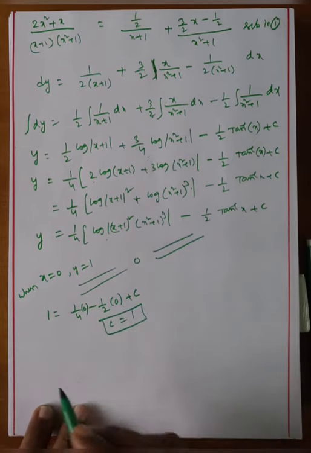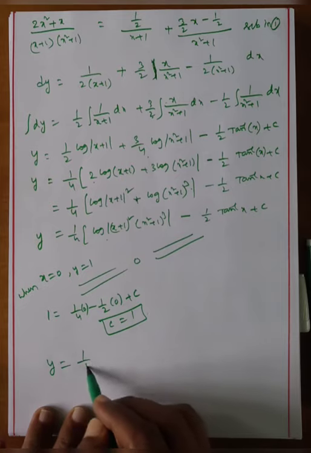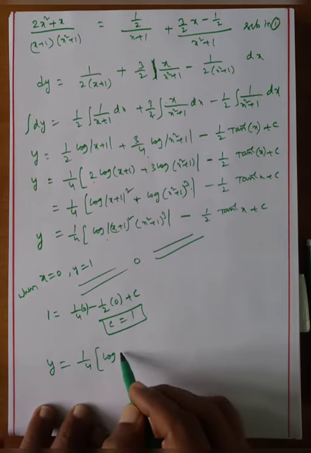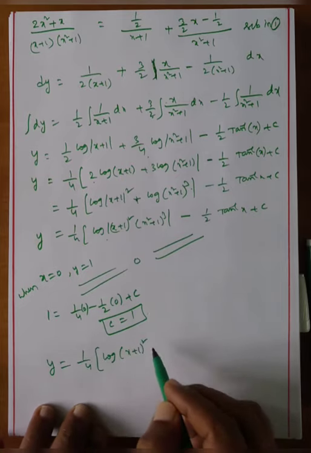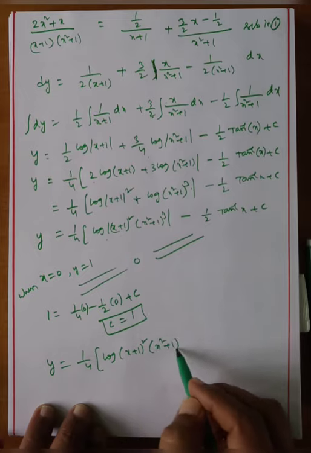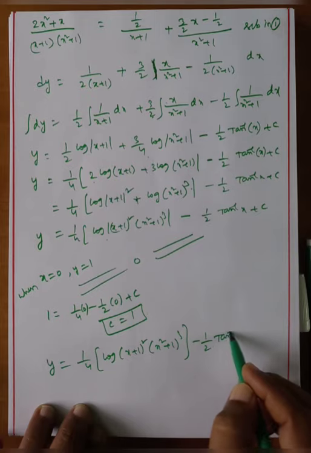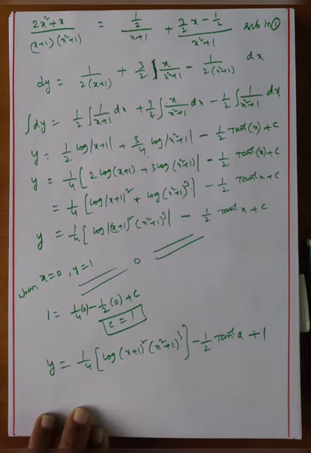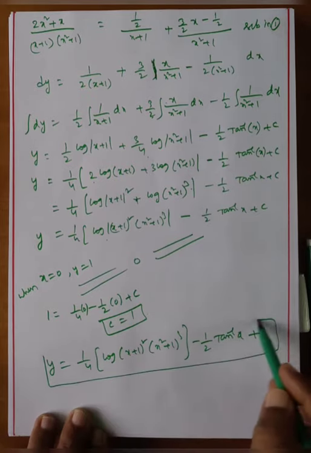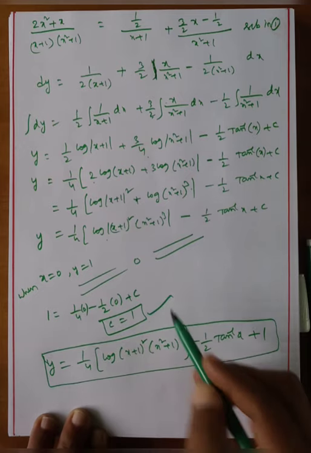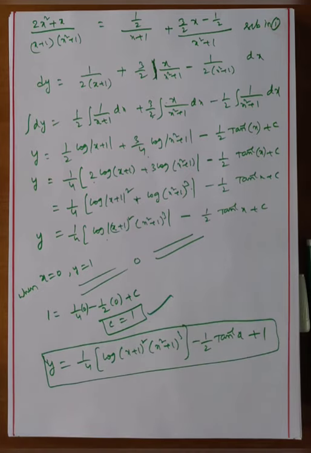Now substitute, my dear students, y is equal to 1 by 4 into log of (x plus 1) whole square into (x square plus 1) whole cube minus 1 by 2 tan inverse of x plus c. In this way we will do. Whenever the value of c is given, you must find the value of c. Did you understand or not? Yes, no, okay.